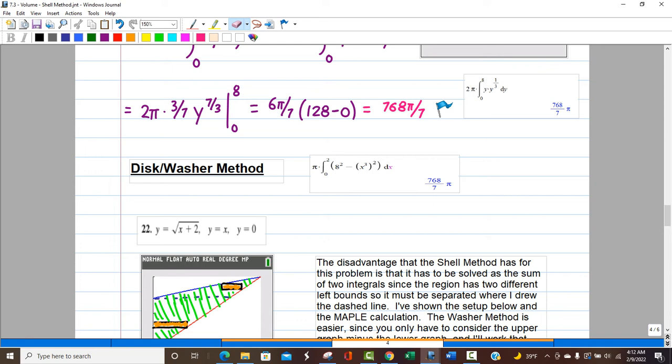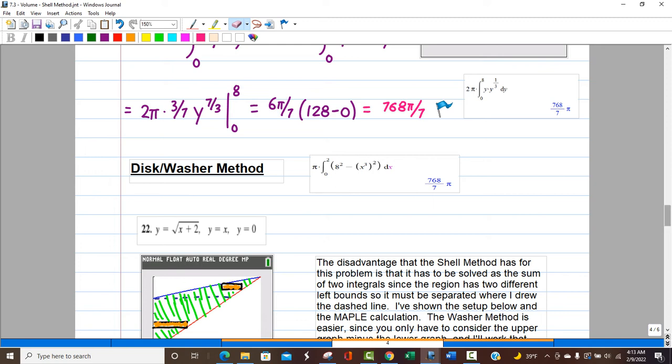It wouldn't be hard to work it out, but the point of all this, when I show it by the other method, I want you to see the setup, and then if you want to work it out for practice, nothing wrong with that. But I want you to see the setup, and then that the answers match. So this is also giving you 768 over 7 pi. So that one was, I think, pretty doable by either method.